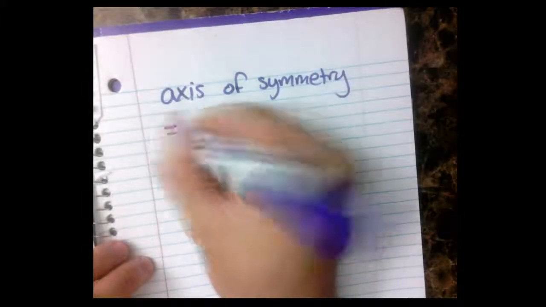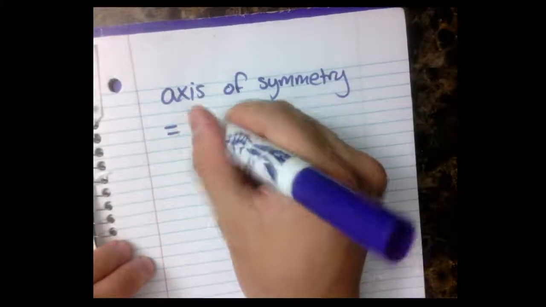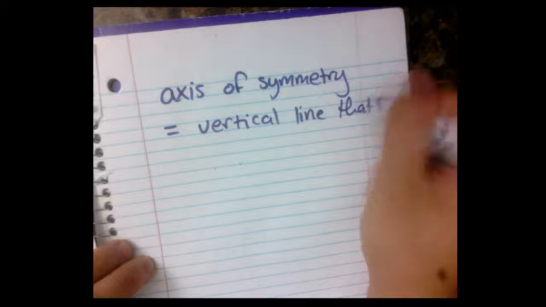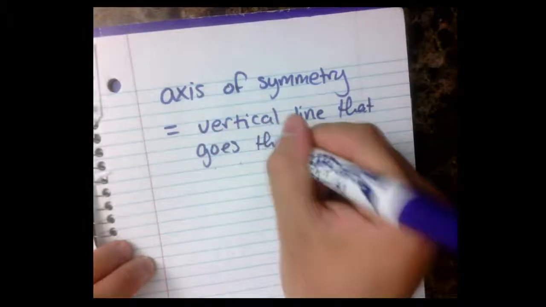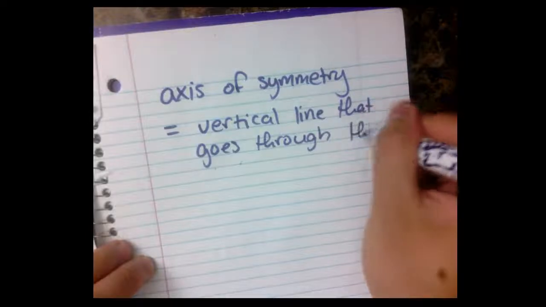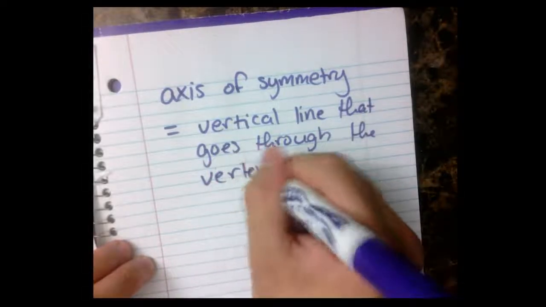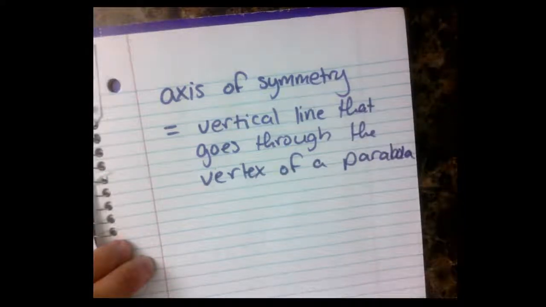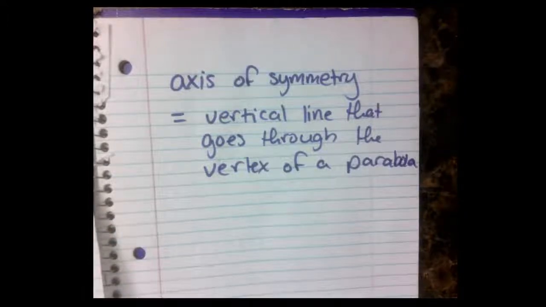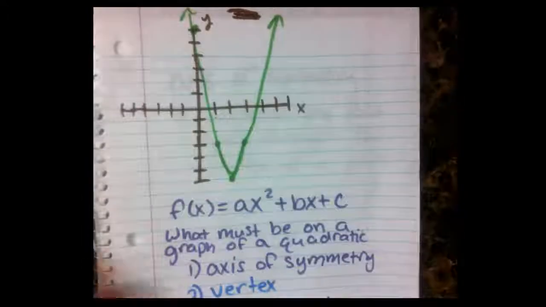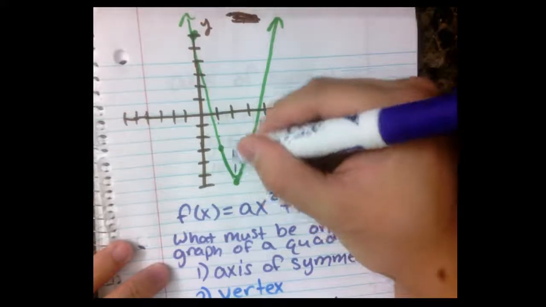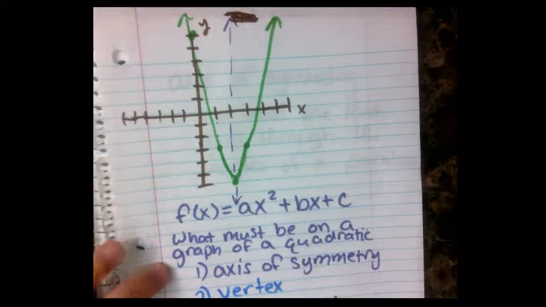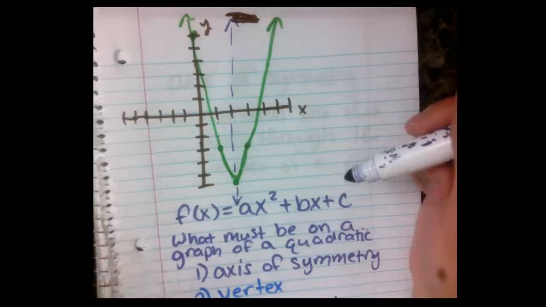So the axis of symmetry in words is a vertical line that goes through the vertex of a parabola. It's just the vertical line that goes through the vertex of a parabola. Again, pause it if you need that. We're going to draw our vertical line up and down from here, just like that. And it cuts our parabola in half. It does go down as well, but I don't really have the room to go all the way down. It's that line that just cuts it right in half.